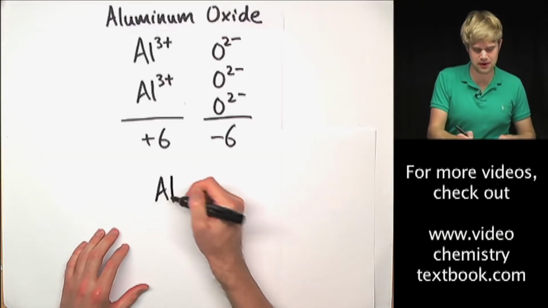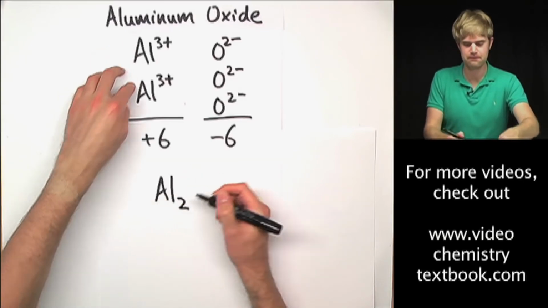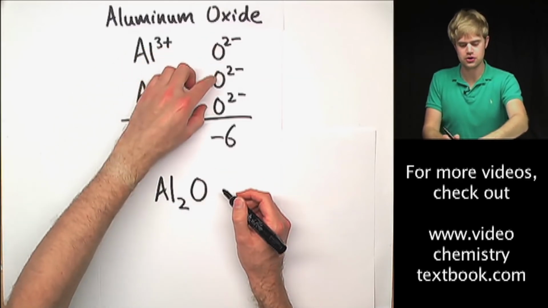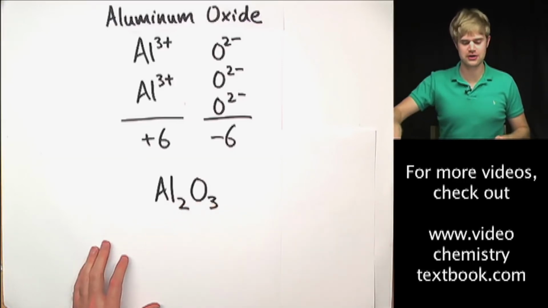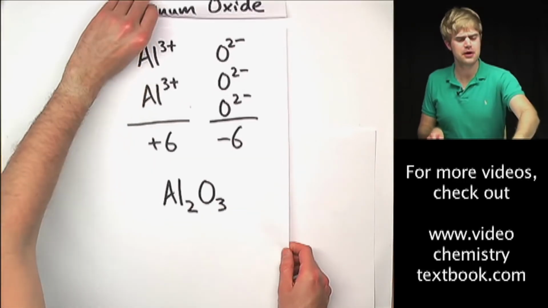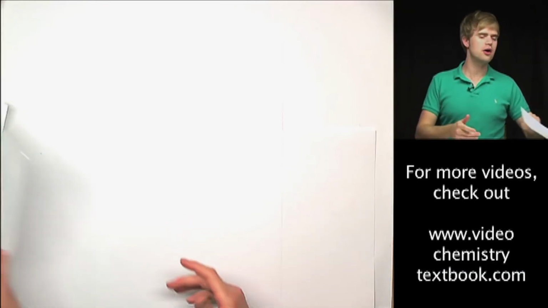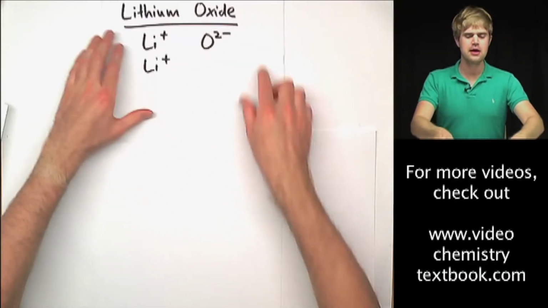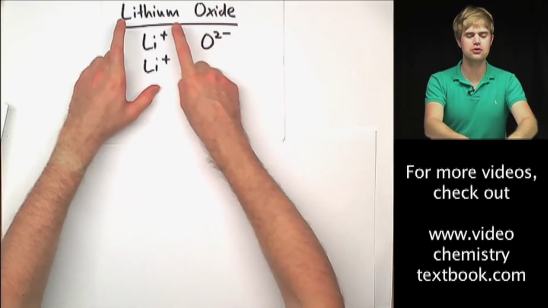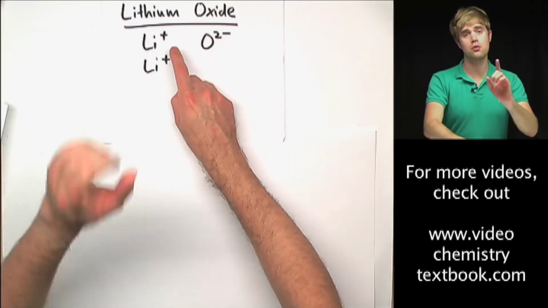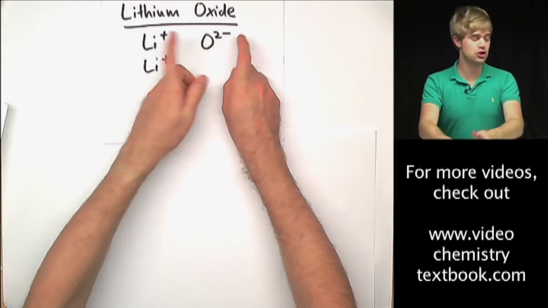Now I'm going to write the chemical formula to show how many of each I need to have. That's going to be Al2 and O3. I have 2 aluminums and 3 oxygens. Okay, so here are the 2 mistakes people make. Let's assume that you're asked to write the chemical formula for lithium oxide, and you find out that you want to have 2 lithiums with 1+ each to balance out the charge on oxygen.